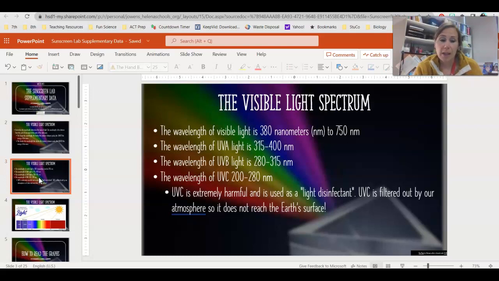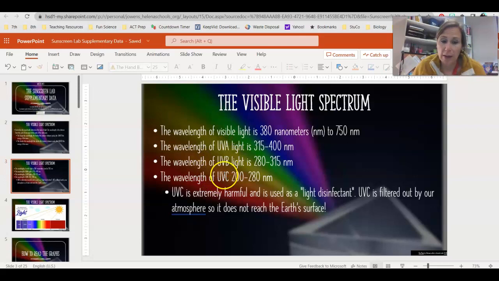Okay. Other wavelengths that you're looking at in this lab: UVA light is 315 to 400 nanometers. So there's a little bit of overlap here with the higher energy part of our visible light spectrum. That's UVA light. UVB light is 280 to 315. So again, that's a little bit higher energy, lower wavelength. So obviously UVB has a little bit more energy.